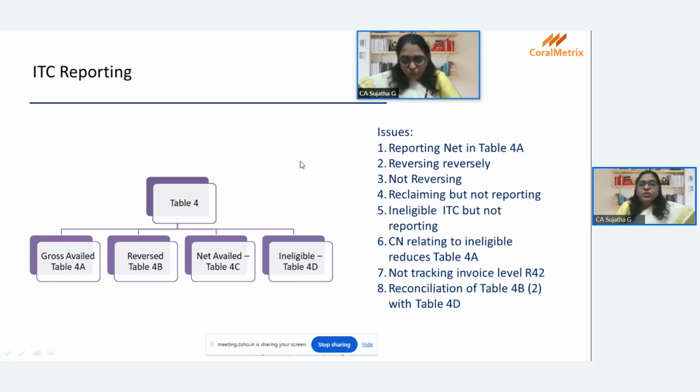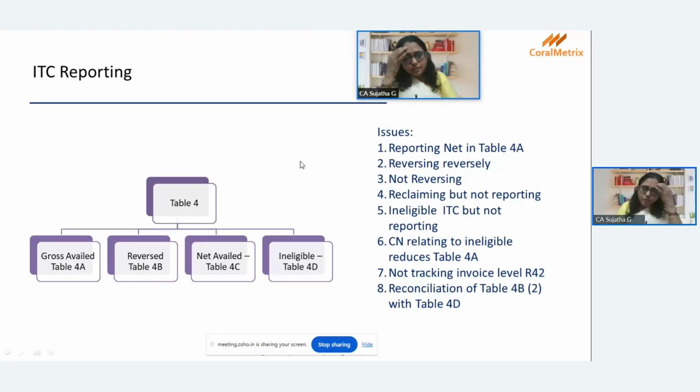One more difficulty which we face in recent times is that earlier, if you look at GST 2B, the net, in the sense net of credit note, was coming up for reversal. Gross will be there. Then in another sheet you will have a reversal. Credit note will be there. So you have to manually reduce it and then avail the input tax credit.